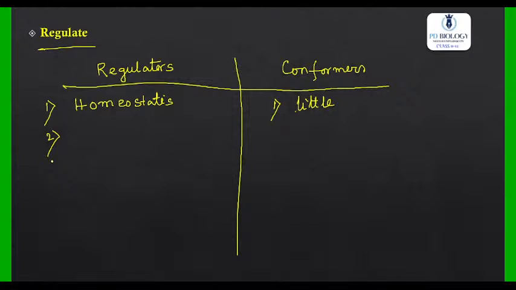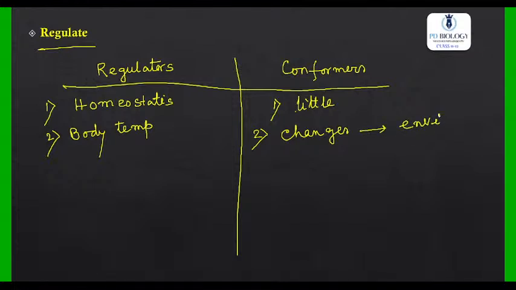We can differentiate. They maintain their body temperature, but the conformer, the body temperature changes and changes according to the environment. Is it clear to you all?